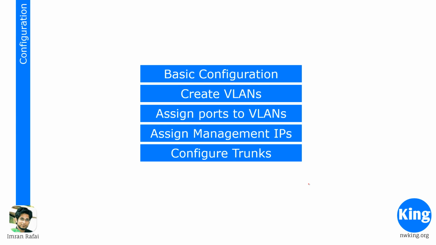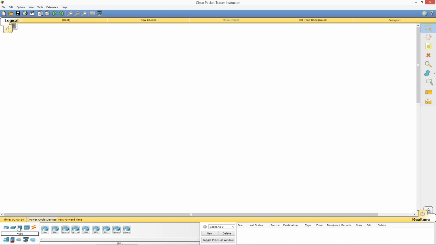Let us try to configure VLANs. Let's create a network. So let me take two switches. That's switch 1 and that's switch 2. Then let us take two end devices. I'm going to say PC1 and PC2. I'm going to take a wire and connect it from here to FS0/0, FS0/1, and then FS0/2, right?